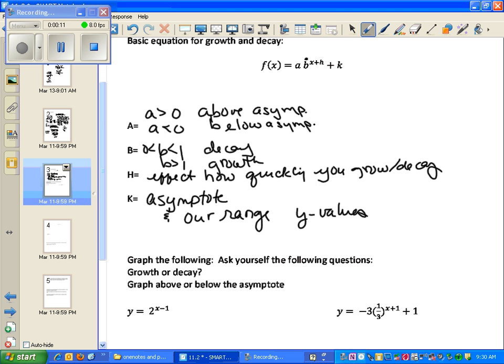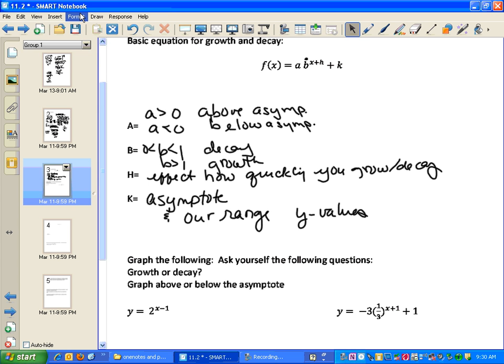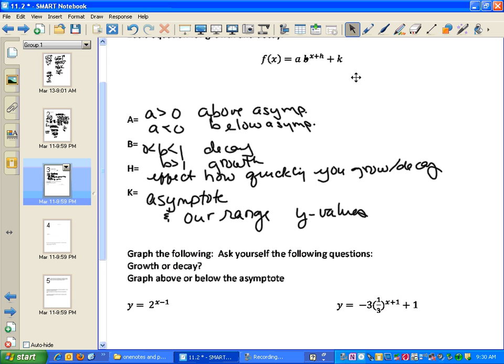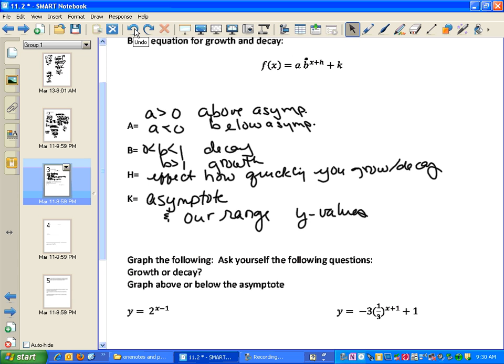Okay. All right. So again, if A is greater than 0, we're falling above our asymptote. So our graph might, if this is our asymptote, we might be above. If A is less than 0, if this is our asymptote, then we're maybe coming from underneath.